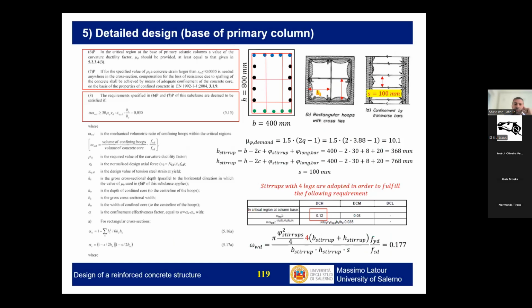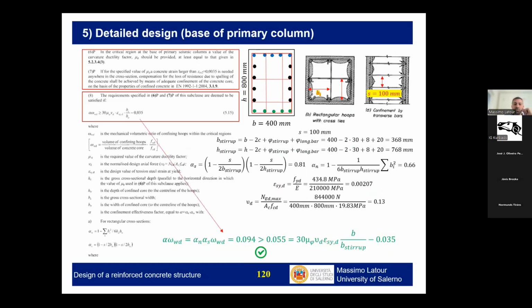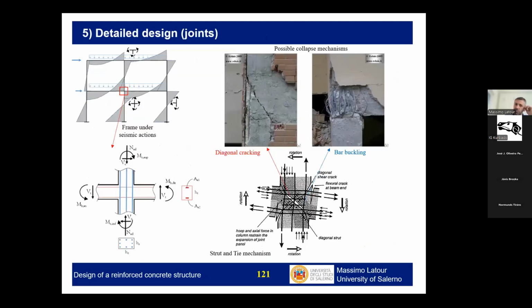Also for the column, we have to perform a ductility check at the base of the column. This is expressed by this inequality, which is given in Eurocode 8. Basically, what is necessary to control is that, again, there is a minimum number of stirrups to confine very well the base of the column. You find the reference in this slide, and I go just to the final thing that I want to underline.